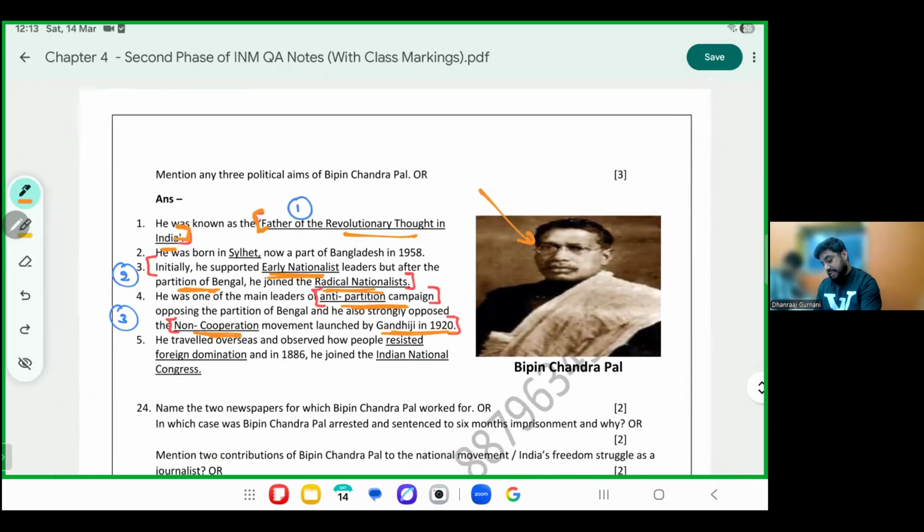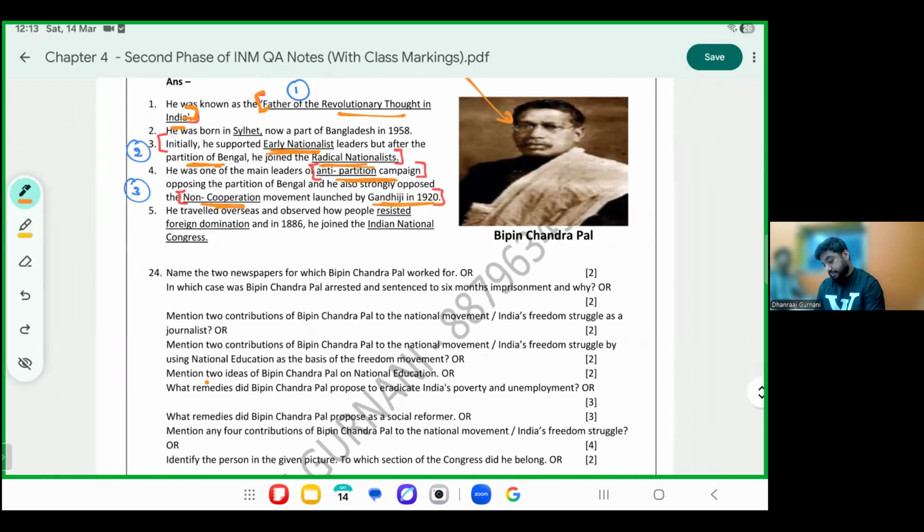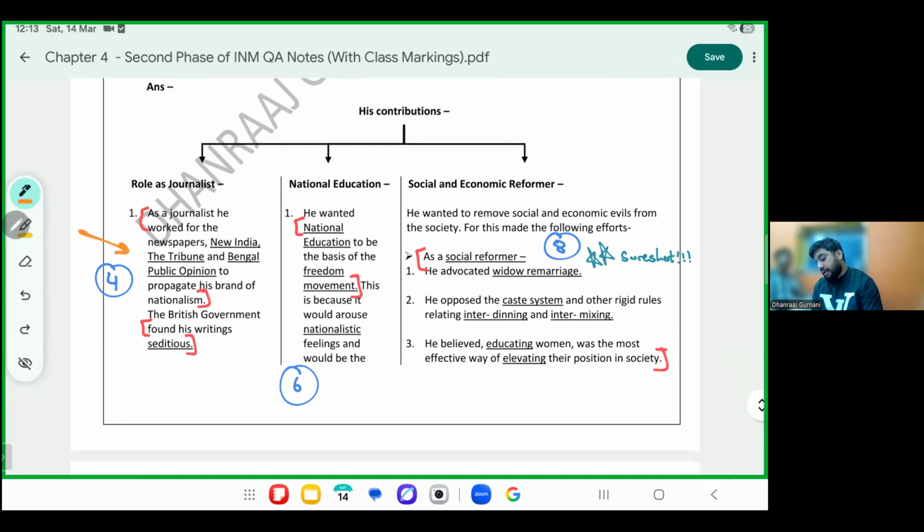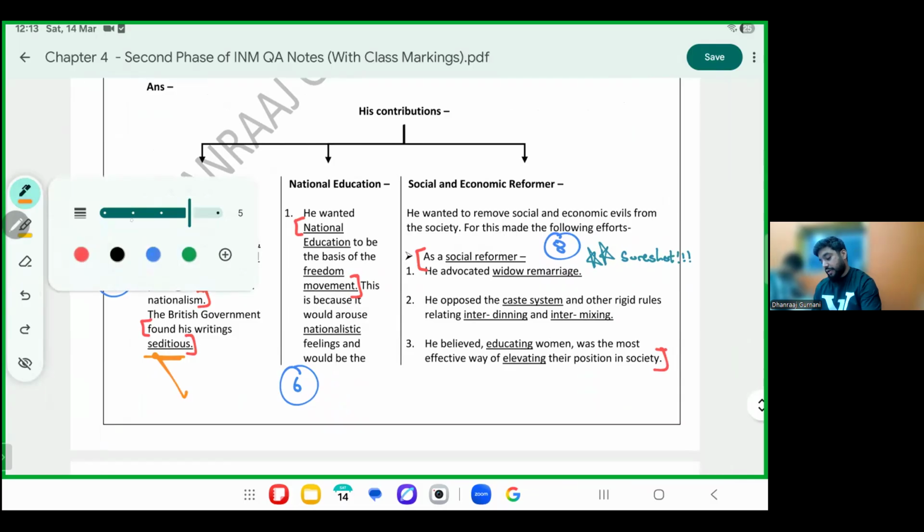Last 6 points. These were his writings. He worked in newspapers like New India, Tribune, Bengal Public Opinion. British found his writings seditious. Seditious means against the British or provoking.